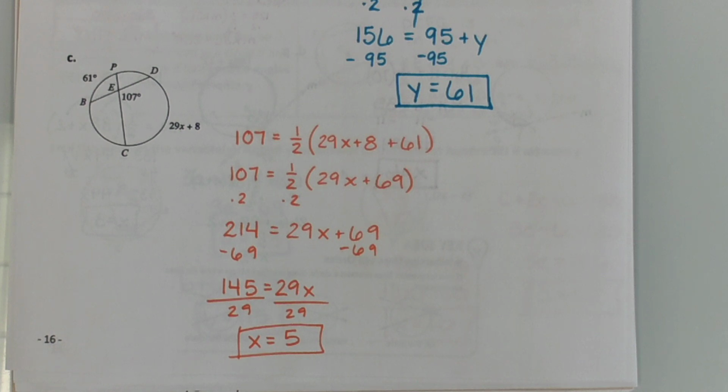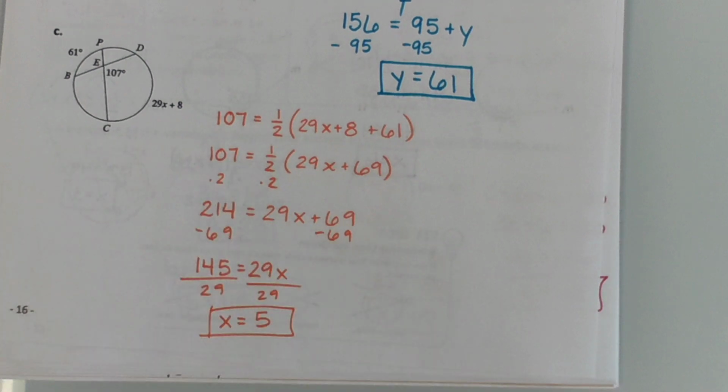To get rid of that 1/2, the easiest way to do it is to... You could distribute. I find it easier to do this, but if you distributed, it would work out as well. But since this is just a number, I do this. 214 equals 29x plus 69. Continue to go down and solve, and what will x end up being? 5. Be careful, sometimes it'll say it wants the measure of arc CD. In this case it didn't, but if I wanted the measure of arc CD, I'd plug 5 back in.